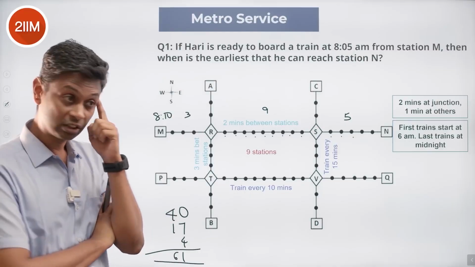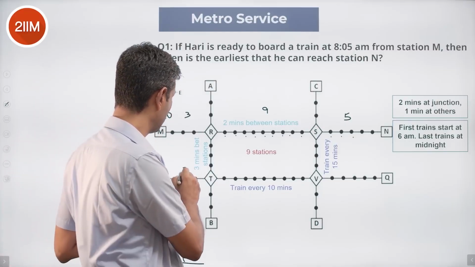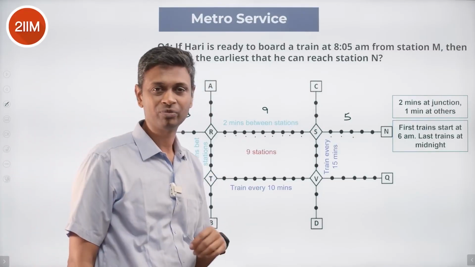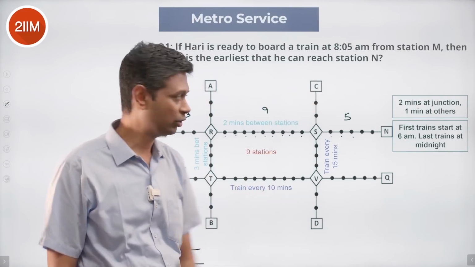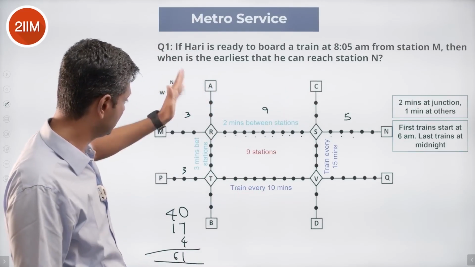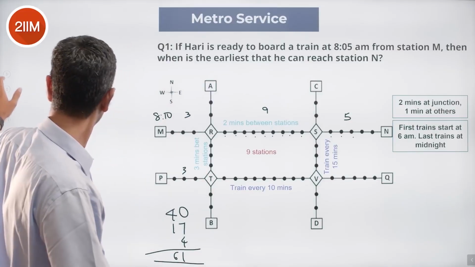Now we have to register these numbers. 3 stations here, 3 here, 9 here, 5 here. And then from one chunk to another, we work out how long it takes to travel, all of that. And so 2 minutes between stations in this axis, 3 minutes between stations in this axis.